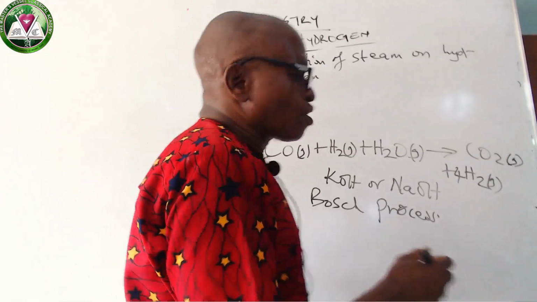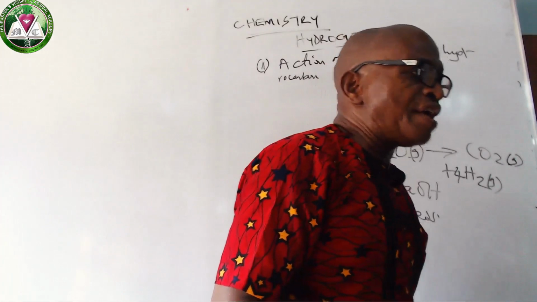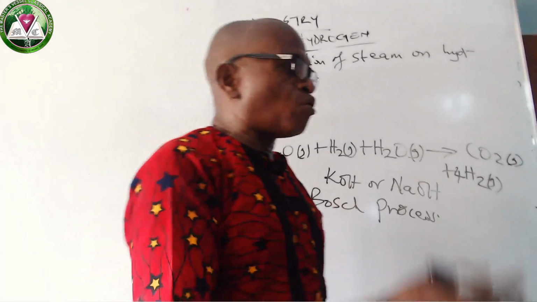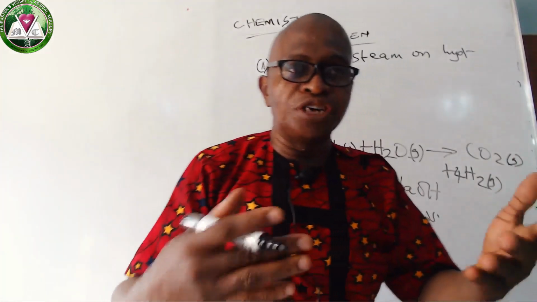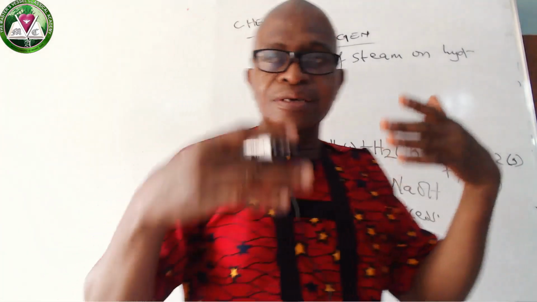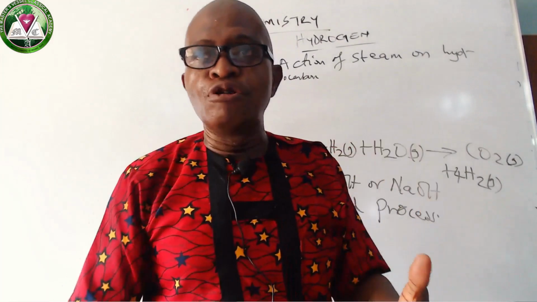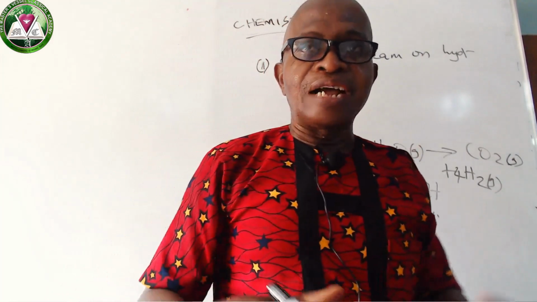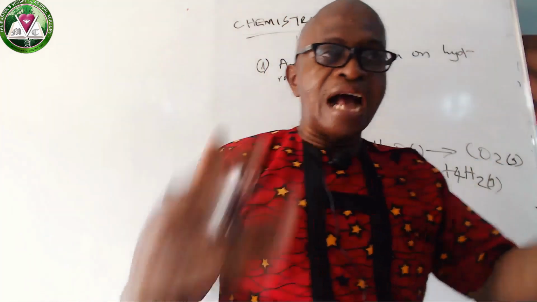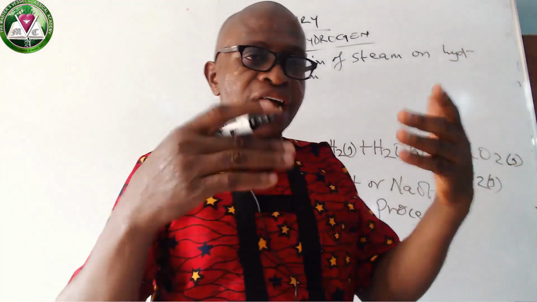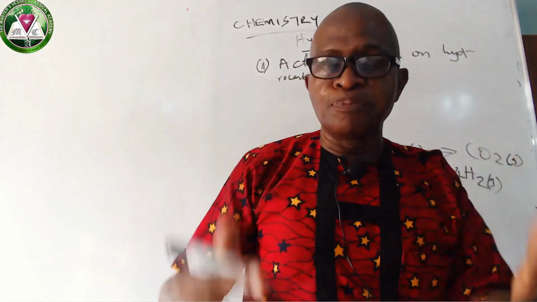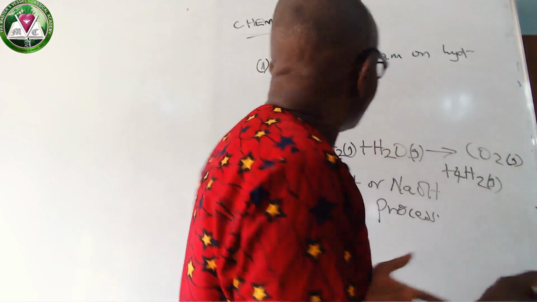Action of steam on hydrocarbon. For some of you who are in SS3, you know what hydrocarbon is, but let me just explain. Hydrocarbon is an organic compound containing carbon and hydrogen only. In the hydrocarbon, you have the alkane, the alkene, and the alkynes. Let me use a simple alkane as an example.